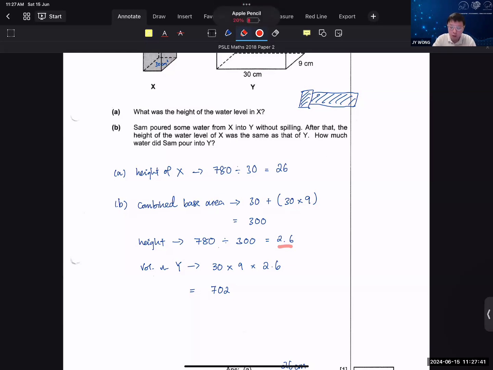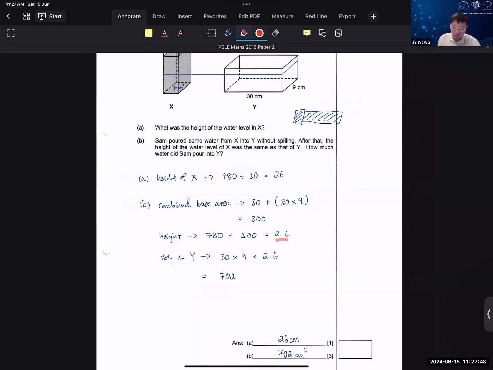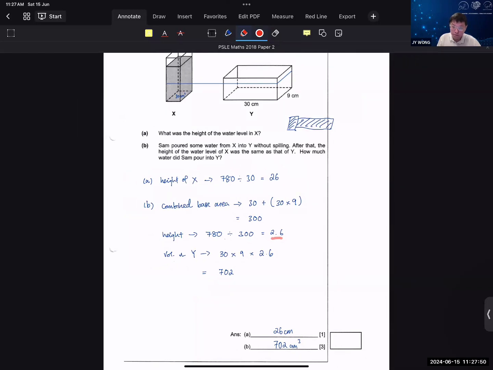When the height is not a whole number, it makes it very hard if you try to do it by guess and check. All right. Let's move on.